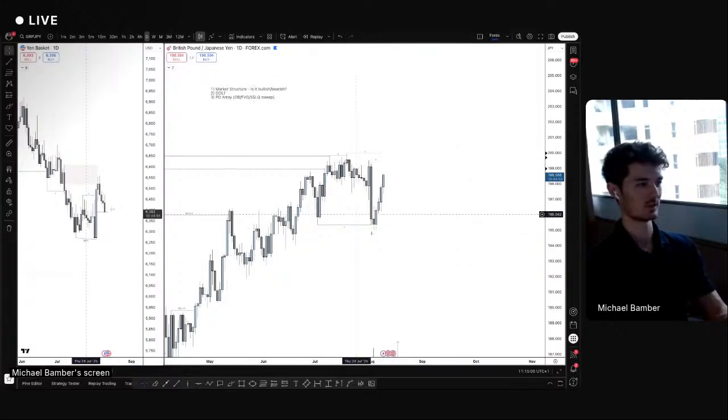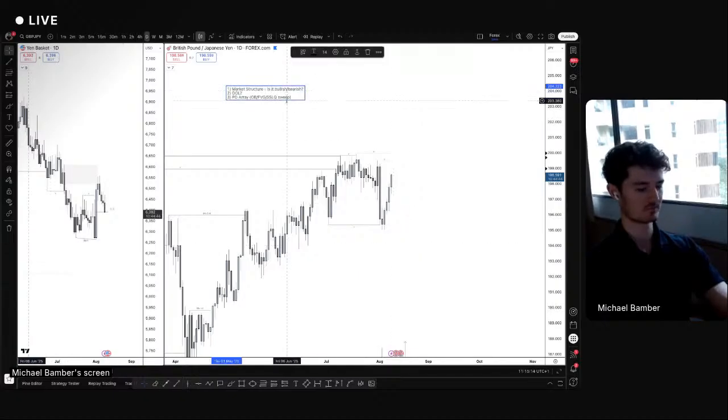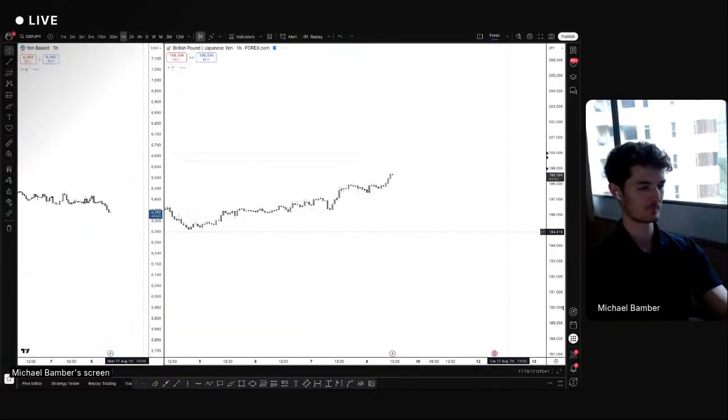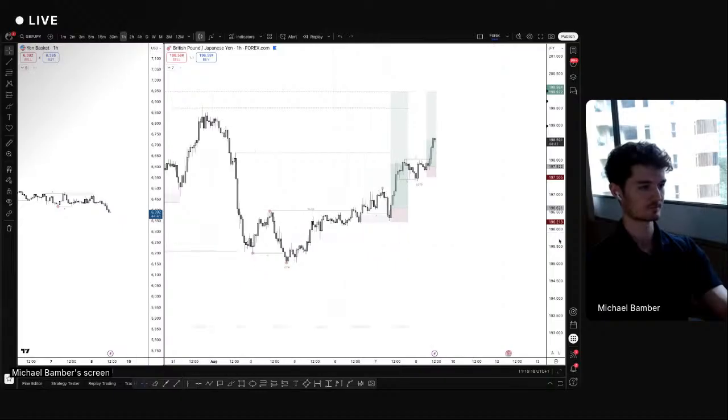Last thing, PD array. Did we tap into an OB, fair value gap, sell side liquidity sweep? Yep, sell side, and we also tapped into an OB. Okay, so this is bullish. Put a yes in the chat if you understand.